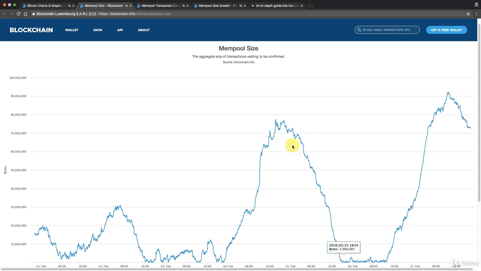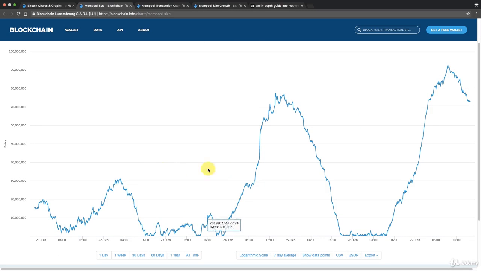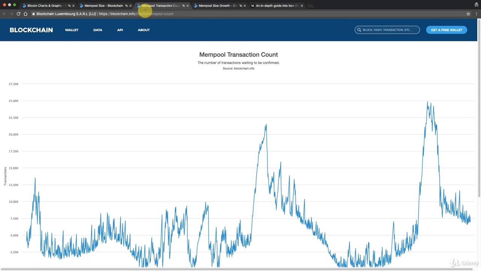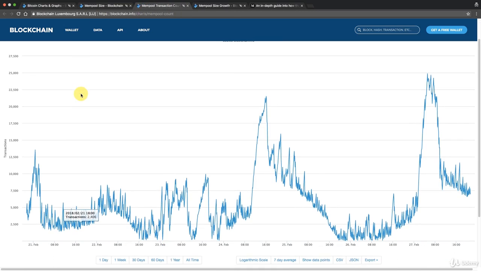It depends on, my thinking is, when people wake up, you can see it's kind of periodic. When people wake up, probably in the US, and when they're transacting, and when more transactions appear and they're available to be distributed into blocks, they start piling up. Let's have a look at, so that was number of bytes. This is number of transactions. Similar pattern, kind of. You can see again, a bit of up and down.